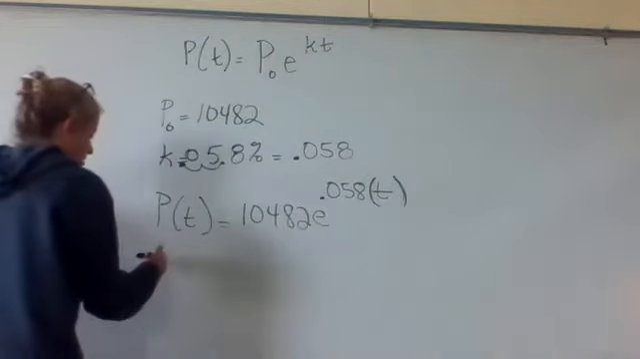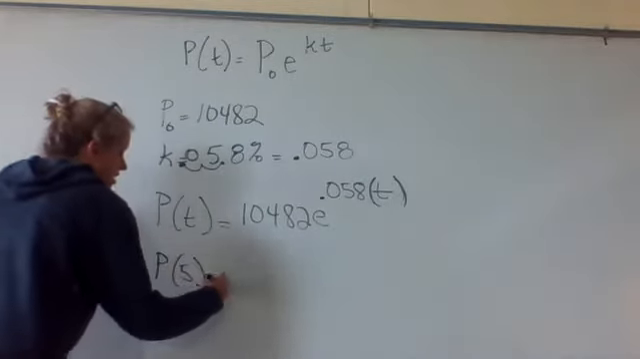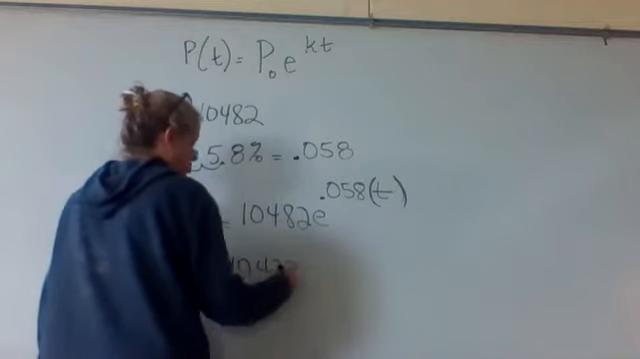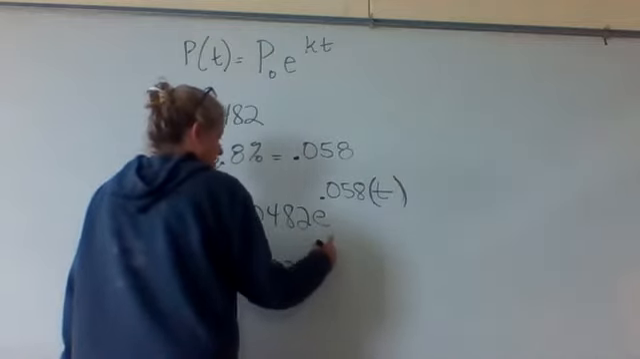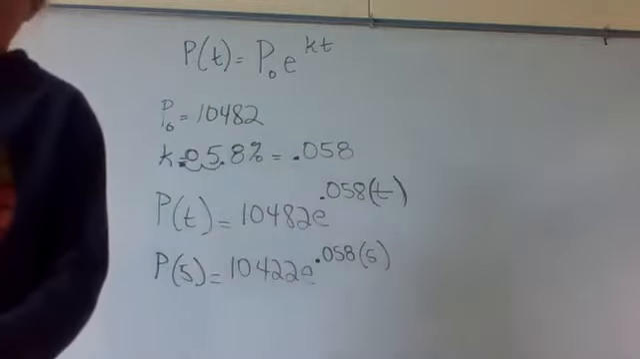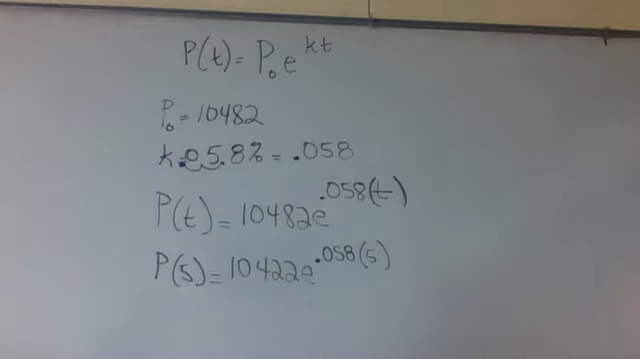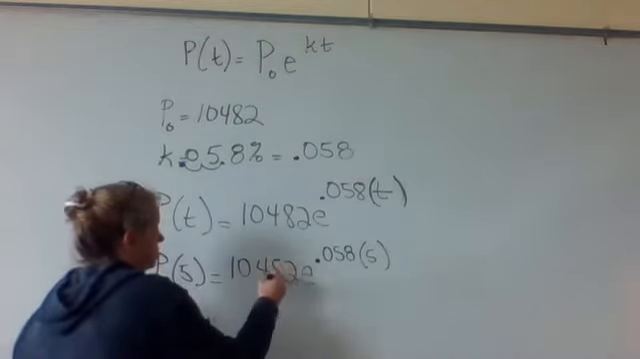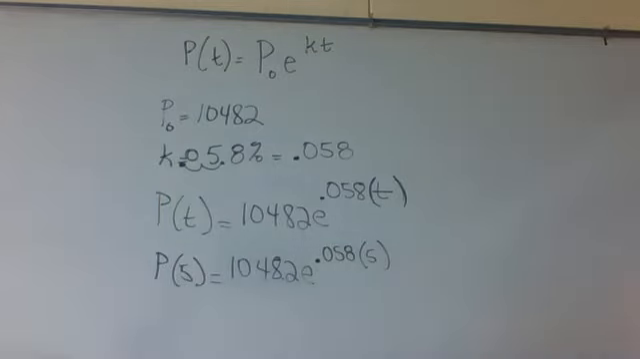Okay, I'll just do the 5 one. Again, all it is changing each time is this T. So if the money has been in there 5 years, I'm finding P of 5. So 10,482 E to the 0.058 times 5. Put that in your calculator to get that answer. Ooh, I wrote this wrong. 10,482 E to the 0.058 times 5, exactly like you see it.